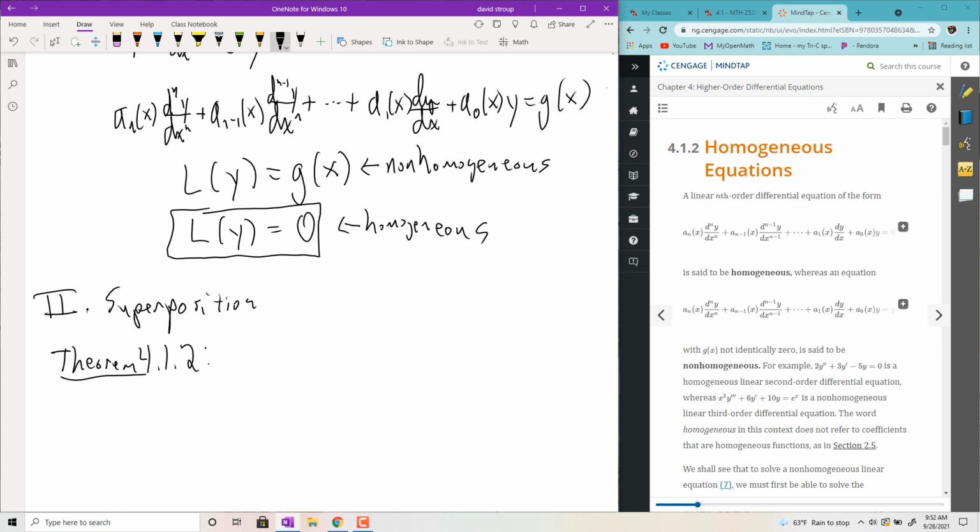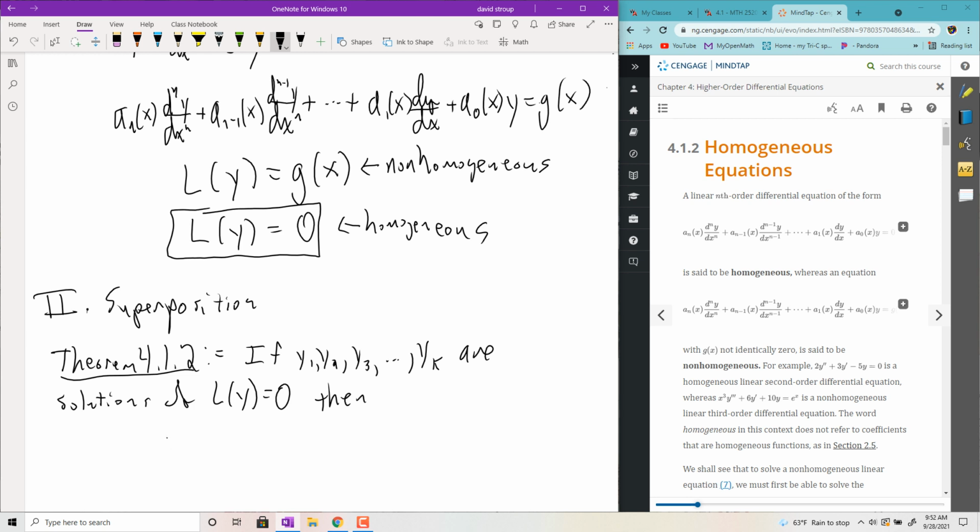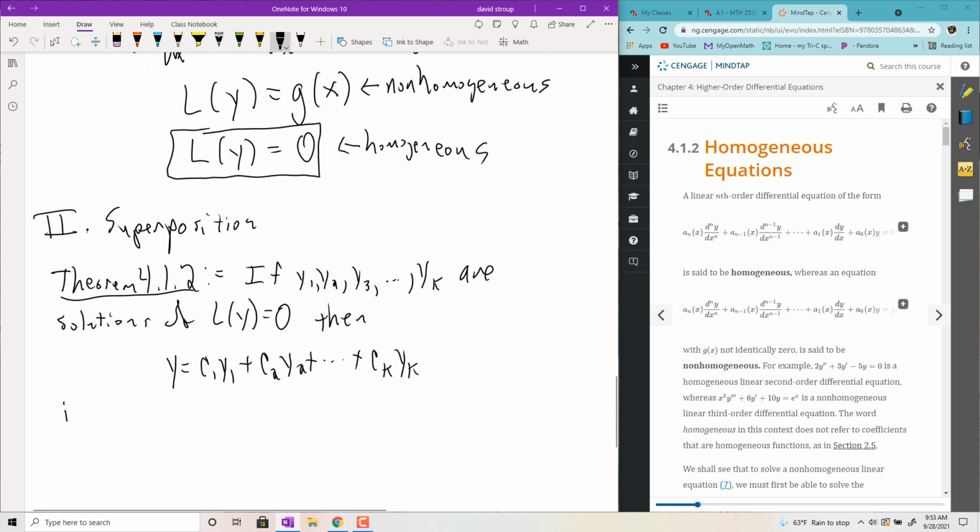Theorem 4.1.2 says if y1, y2, y3, all the way up to yk are solutions of this nth order linear differential equation, L of y equals 0, it's homogeneous, then the linear combination of all those, in other words, y equals c sub 1 y1 plus c sub 2 y2 plus dot dot dot plus c sub k yk, is also a solution. And it follows from the linearity of the differential operator.